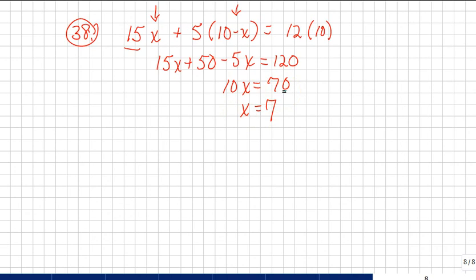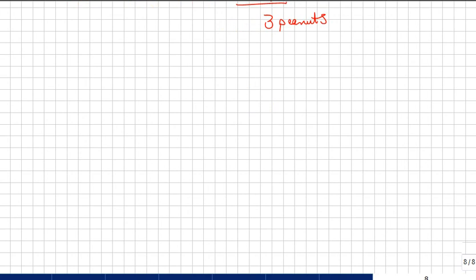Now that represents the pounds of pecans. It says how much of each should be used. Well, if x is 7, then 10 minus x would be 3. So I'll just put pecans and then 3 on the peanuts. All right. 39.